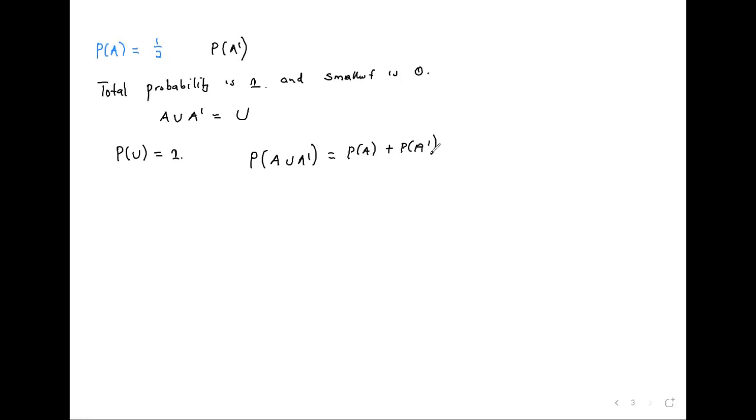So if you want to get the probability of A complement, the probability of A complement is equal to the probability of A union A complement minus the probability of A. But this is the total probability, so you say 1 minus the probability of A. So you have 1 minus half, which is equal to half.